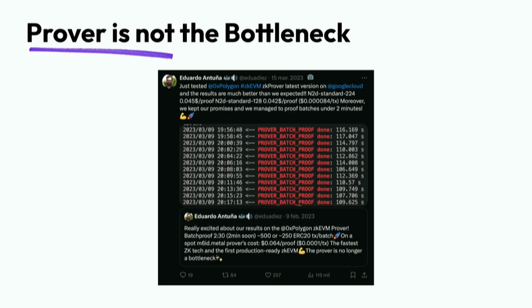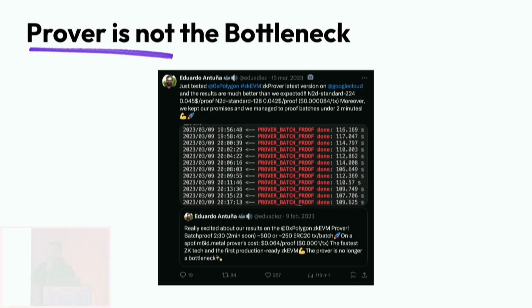So yeah, the first thing to know when we talk about the data cost of a transaction is the prover. Usually people believe that the prover is a bottleneck in terms of cost, but I've been talking about this since last year. Prover is not the bottleneck anymore. You can repeat it with me. Prover is not the bottleneck. As you can see, the cost of a transaction is quite negligible. And these are some numbers of our current prover.